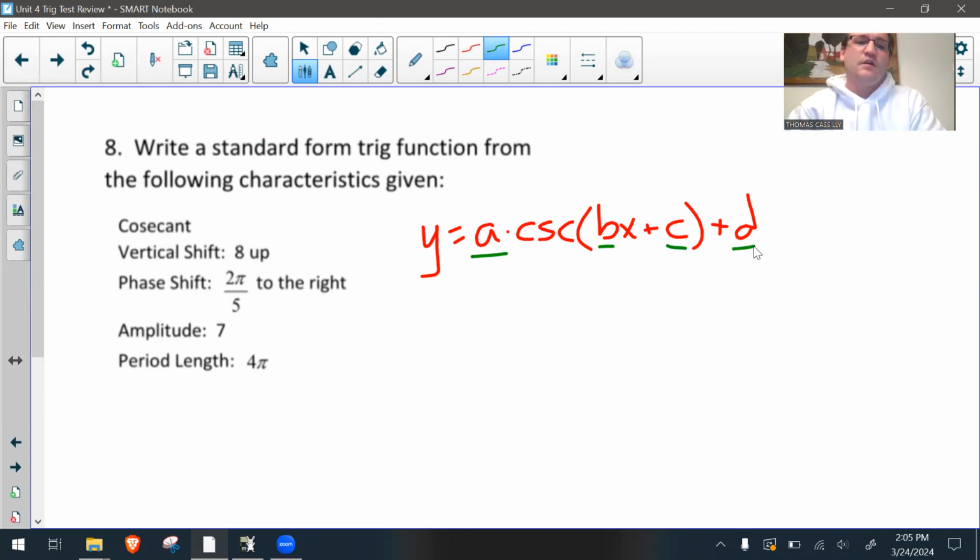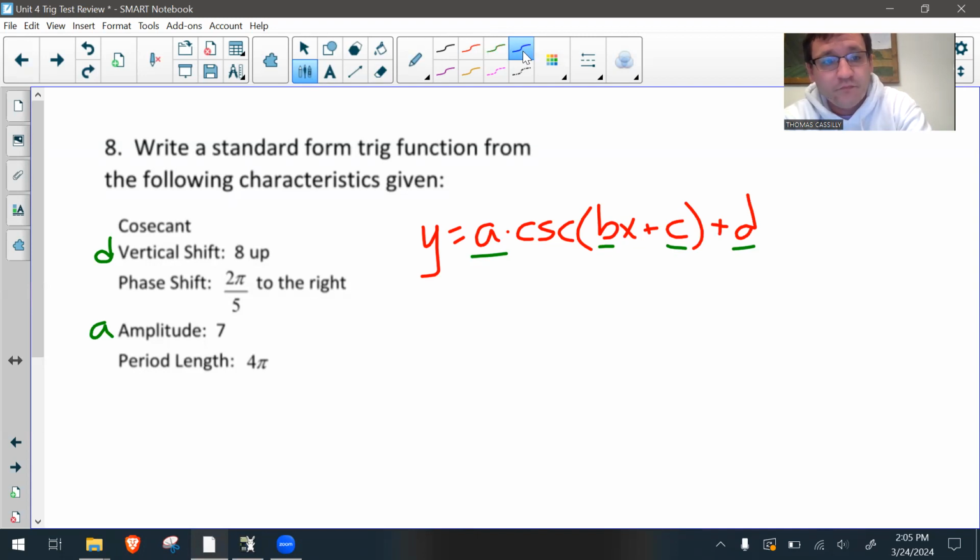Now A and D are always the easiest ones. The amplitude is your A value, so don't overthink that one. We can just plug that one in straight up. The vertical shift is your D value. So we basically get those for free. The ones that we kind of have to focus on are B and C here. And you should always try to find the B value first.